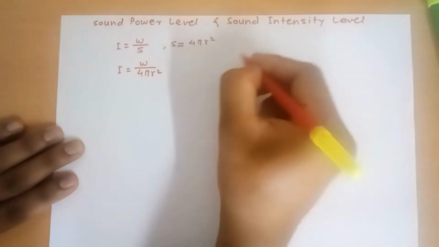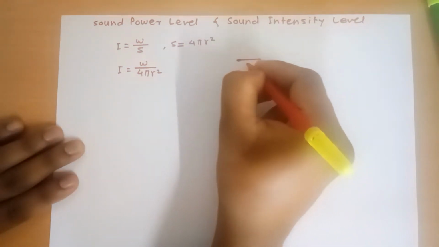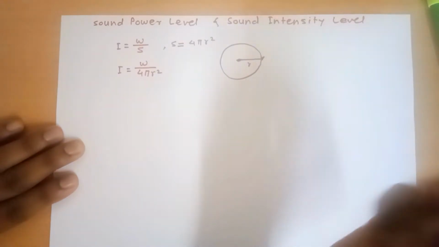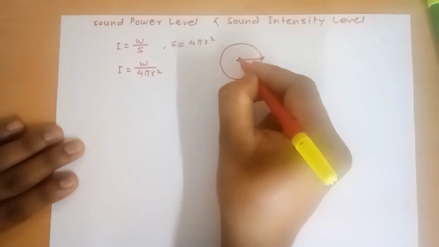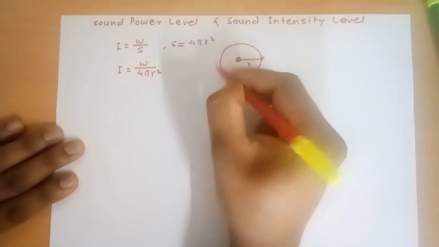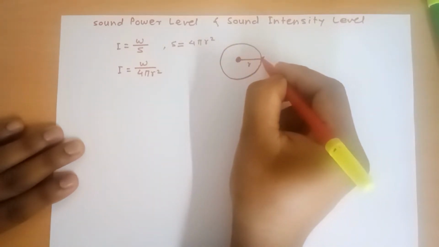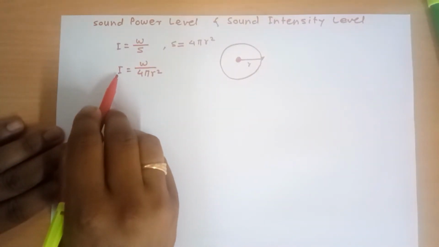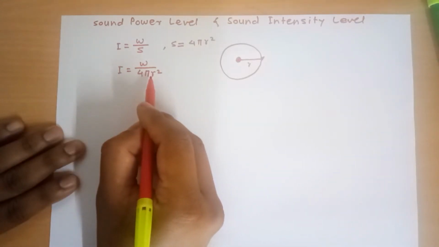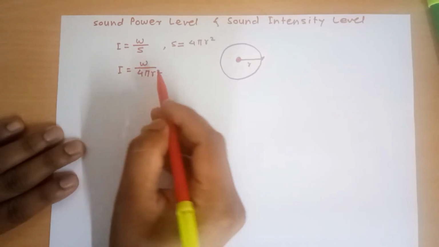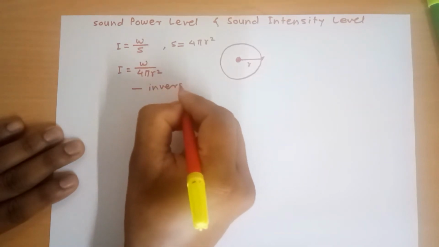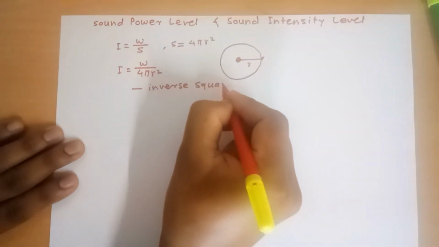This r is nothing but the radius at which we are going to measure the sound from the sound source. So this r here we are going to consider as the radius of a spherical wave. So this sound intensity is inversely proportional to the square of r. That's why this equation is called the inverse square law.